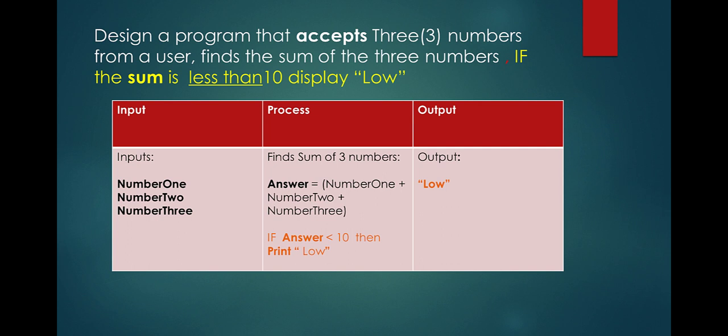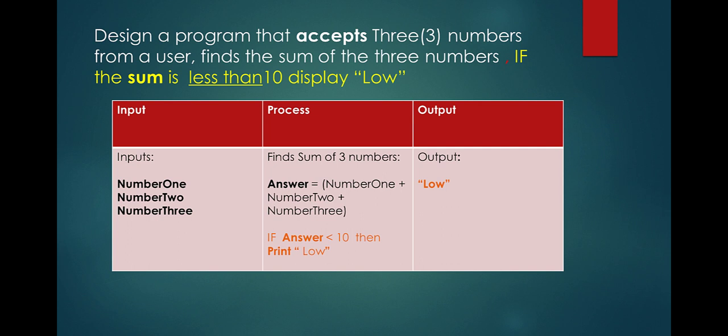So let's see how we express that in our IPO table. So the inputs remain the same, because it says that we should accept 3 numbers from the user. Our output is different, because we're not asked to display the sum as an output. We are asked to display low if the sum is less than 10. So how do we express that in code in the process?